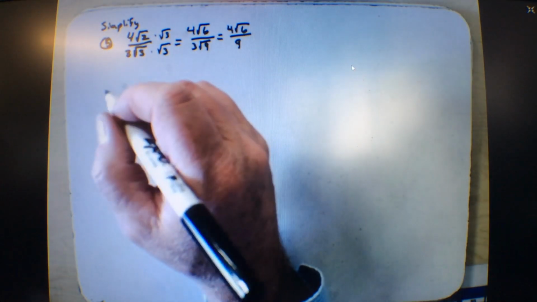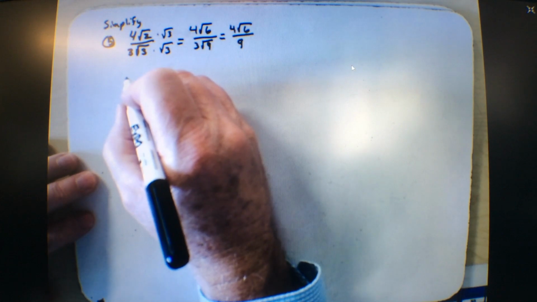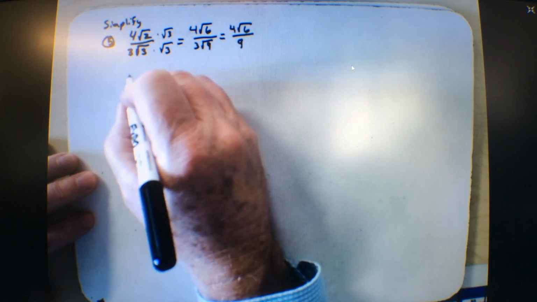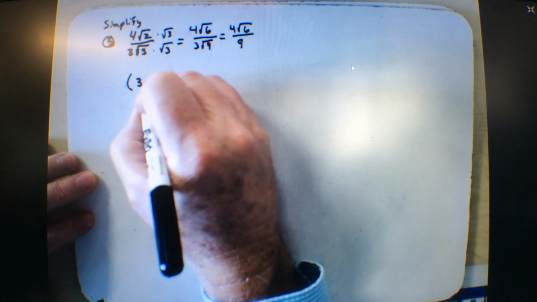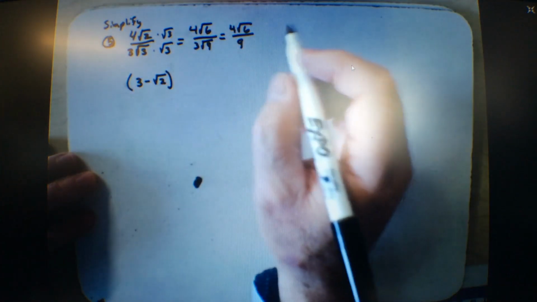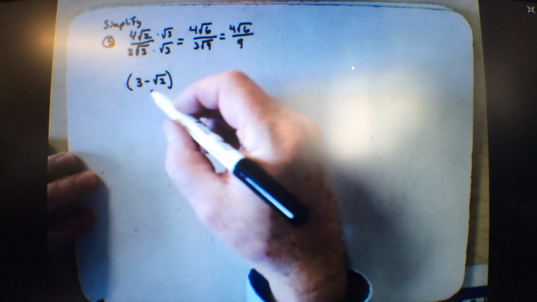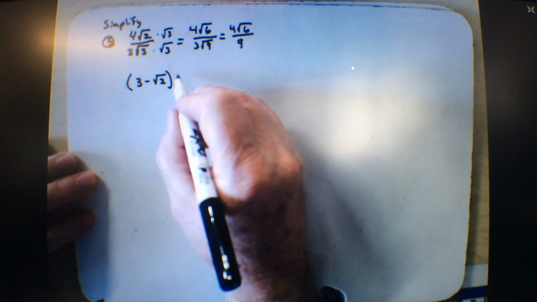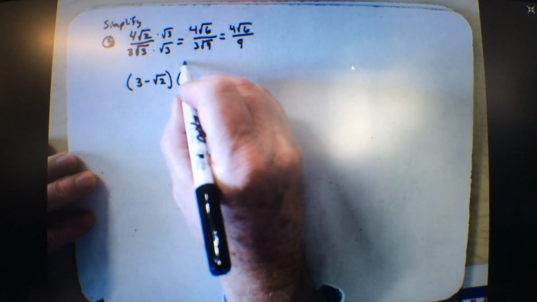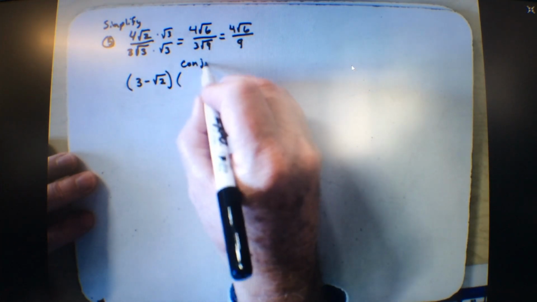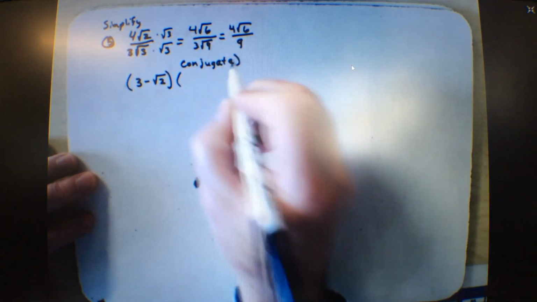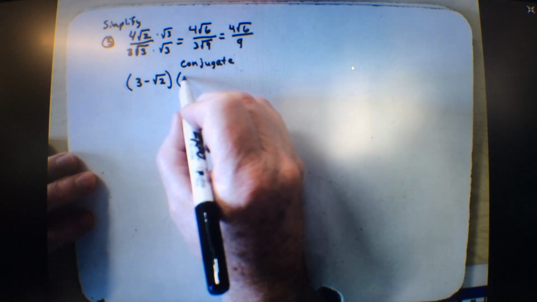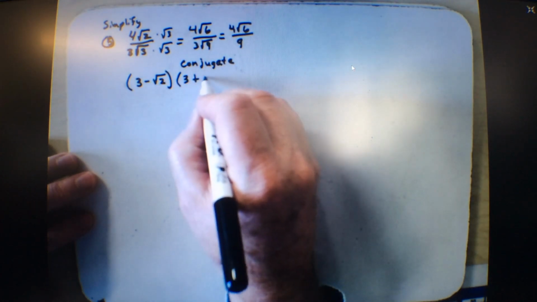Okay. All right. So what I'm about to show you is how to do a conjugate. All right? Because we're going to have to rationalize something like this. 3 minus the square root of 2. All right? You cannot just multiply by the square root of 2. What we have to multiply is what we call a conjugate. C-O-N-J-U-G-A-T-E. A conjugate in this case is 3 plus the square root of 2.